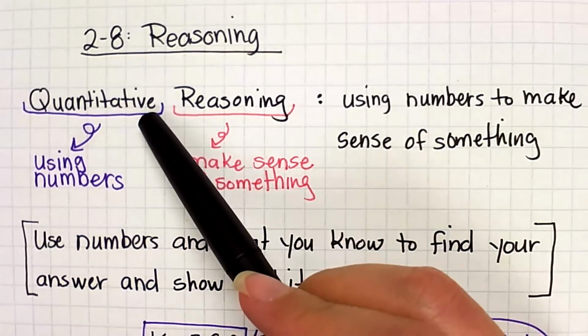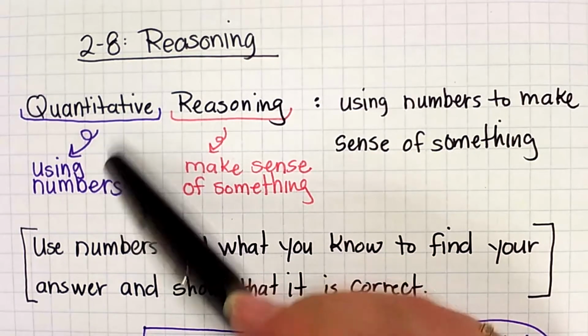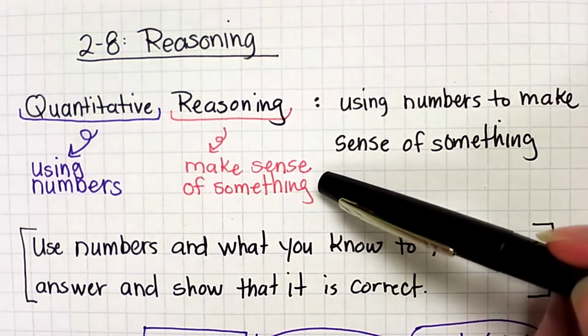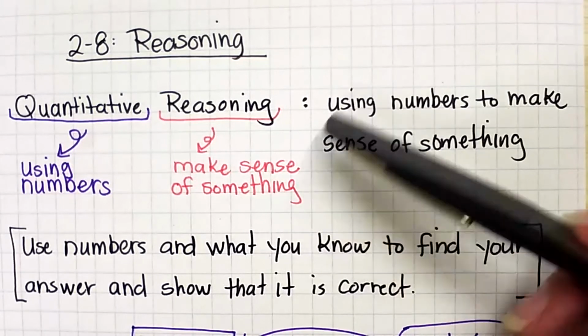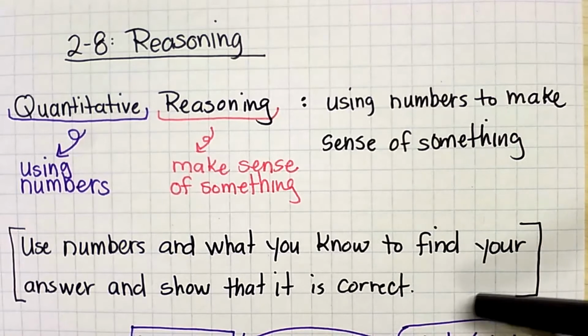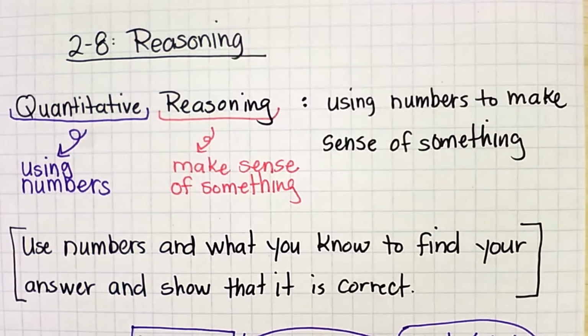So quantitative comes from the word quantity, which means a number, to give something a number value. So quantitative means using numbers, and reasoning is when you make sense of something. So quantitative reasoning is using numbers to make sense of something, or when we use numbers and what we know to find the answer to a question and show how our work is correct. So I'm going to switch back to our video part for now, and then we'll come back to our notes.